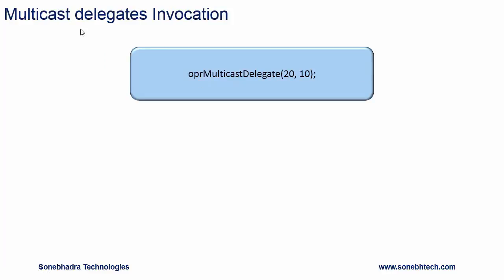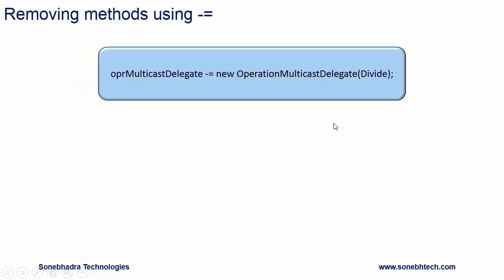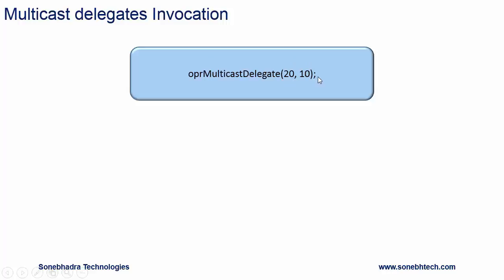Multicast delegates invocation. We can use the delegate instance OPR multicast delegate where we can pass the parameter values. Here we are passing the parameter values 20 and 10. So it will invoke all the methods which are encapsulated in delegate object OPR multicast delegate. The methods encapsulated are add, subtract, multiply, divide and modulus. So it will invoke all the methods with parameter values 20 and 10 which are passed here. We can use multicast delegates in the event mechanism, which we will see later.